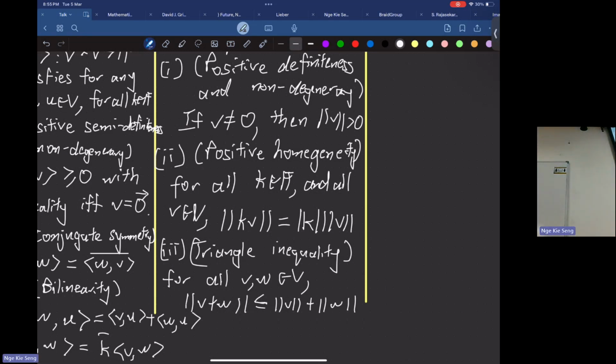Does this remind you of something or not? Pythagoras theorem. c squared equals a squared plus b squared. Right. So a plus b should be, usually is, greater than c. Okay, so this is the triangle inequality.